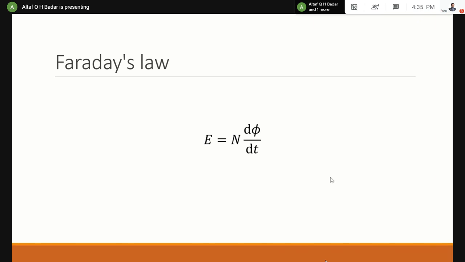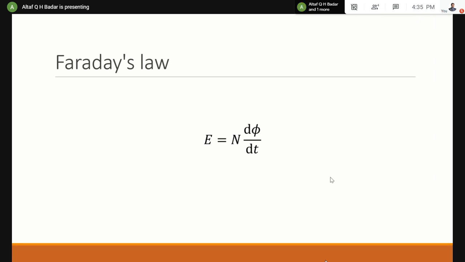The other law states that the magnitude of EMF induced in the coil is equal to the rate of change of flux, which is given by d phi by dt here, that linkages with the coil. The flux linkage of the coil is the product of the number of turns and the flux associated with the coil. So that is what we have seen here also.